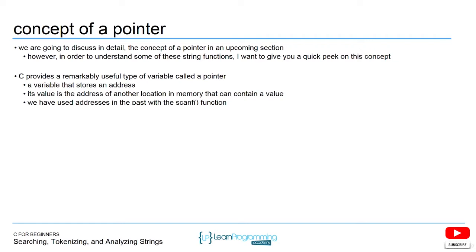But a pointer is very useful, and what it is, it's a variable that stores an address. An address, remember, is a location in memory. It's usually hexadecimal. The value is at that address in another location in memory. The pointer just points to an address. That address contains a value. And we've actually used addresses in the past with the scanf function. Remember that ampersand symbol that we've used? That's the address-of operator.